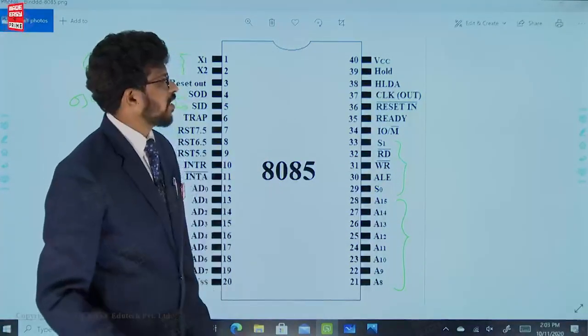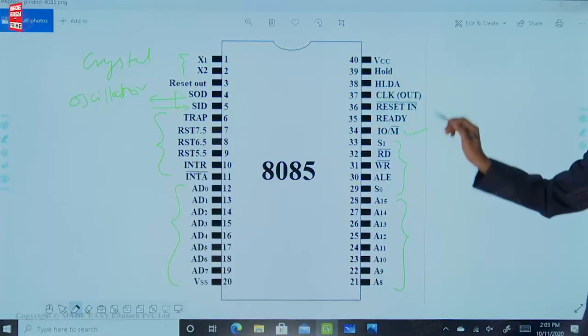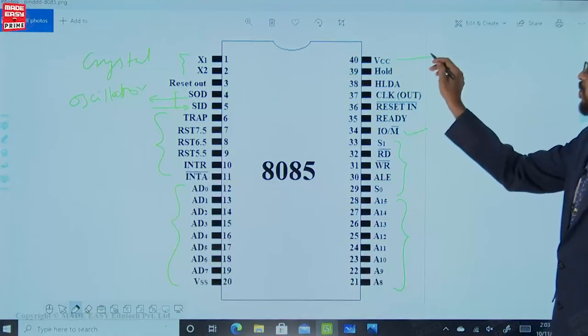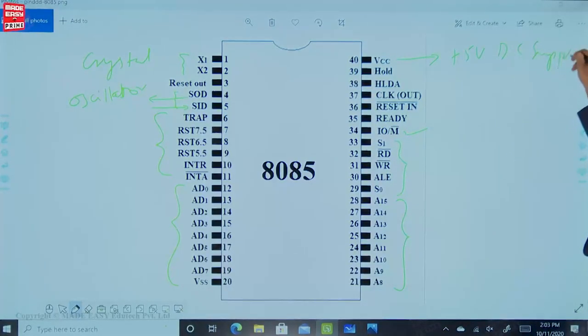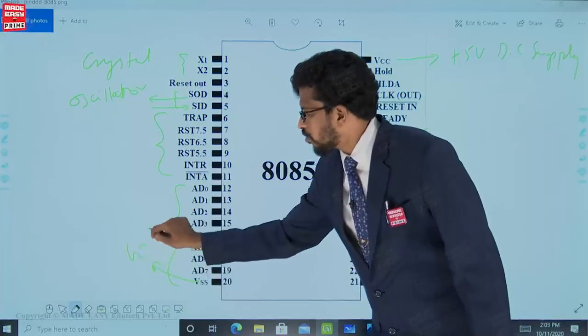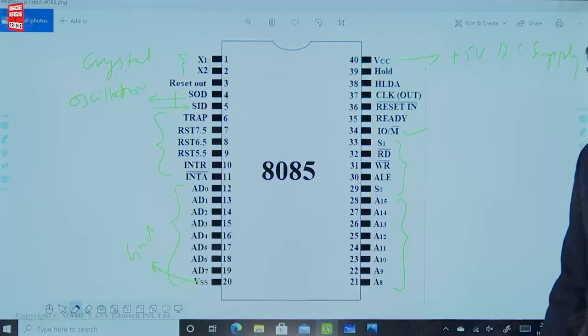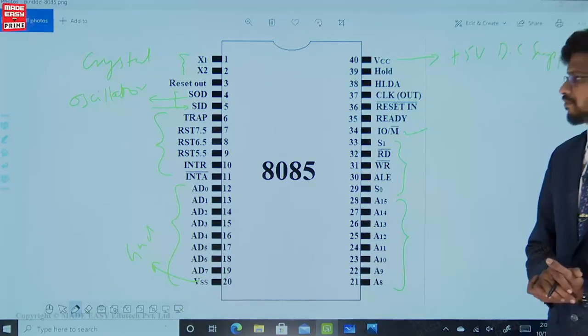Similarly, coming to the other side, we have studied all these signals, the status signals and the control signals, and you know about the IO/M bar. The 8085 processor operates with plus 5 volts DC supply, and this, by the way, is the ground signal. Okay, ground signal. In some processors, the grounds can be more than one also, so that the loading effect or impedance mismatch can be avoided.